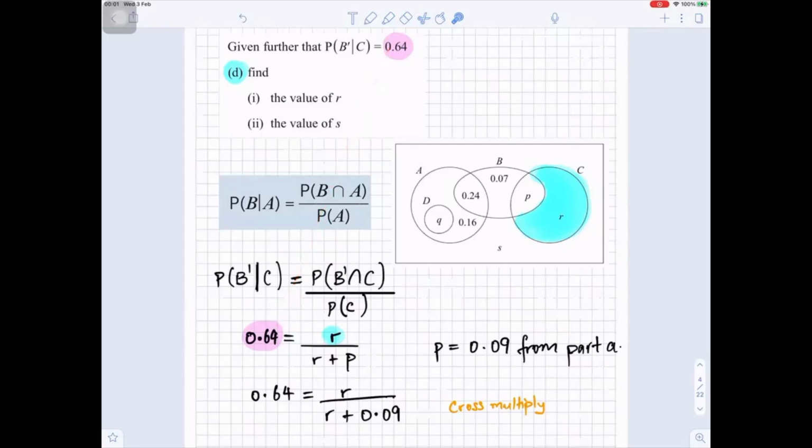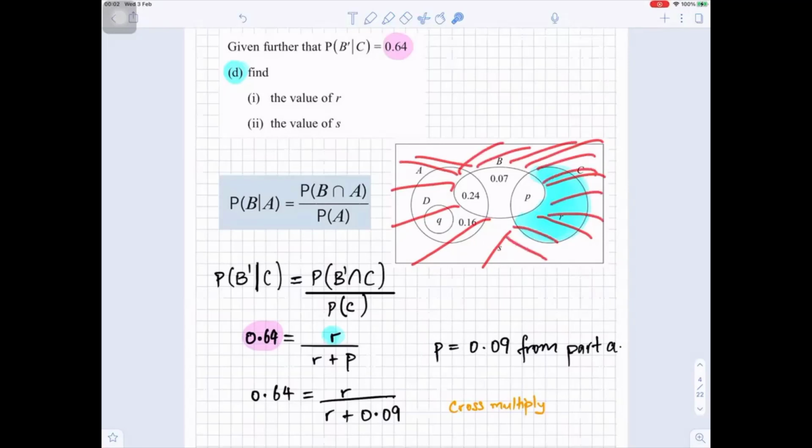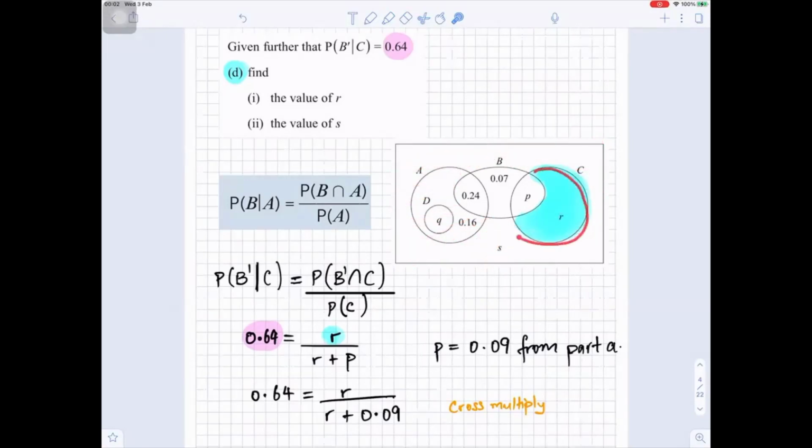Now, probability of everything outside B intersection C. So everything outside B, I've shaded there. And intersection C would be the part that is in C. And that's just R. Divided by probability of C, everything inside C. Everything inside C is R plus P.